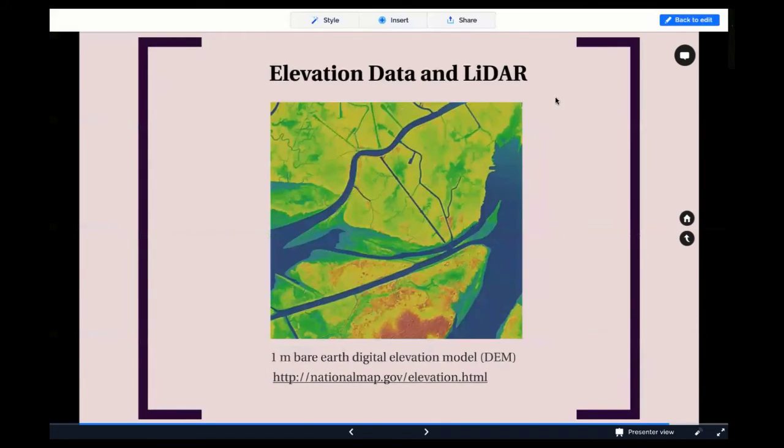Another great use of LiDAR is to provide highly detailed, high-resolution elevation data. Now through the National Map, we have a 1 meter elevation model available. Wherever you see this 1 meter resolution DEM data available, it's usually captured through LiDAR. That allows you to look at terrain surfaces and elevation features in a highly detailed manner.